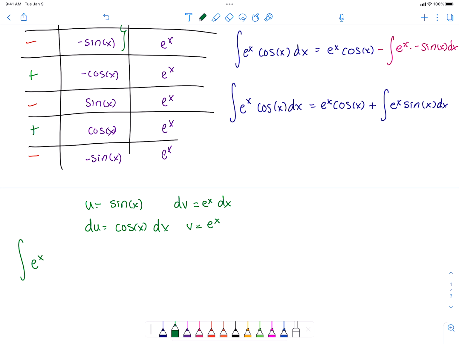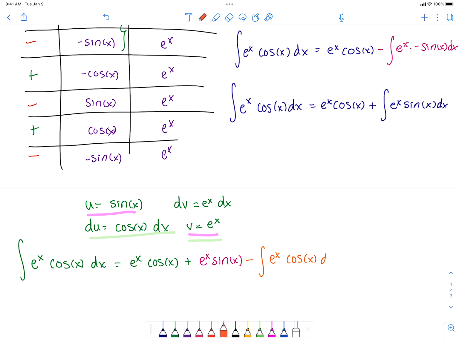So our integral now is e to the x cosine of x dx. We have our part that's already done, our e to the x cosine of x. And then we have plus, again, our u times our v. So we will get e to the x sine of x, and then minus our v times our du. So we'll get the integral of e to the x cosine of x dx. And this is the one where we've ended up kind of right back where we started. We've got that same integral on both sides.